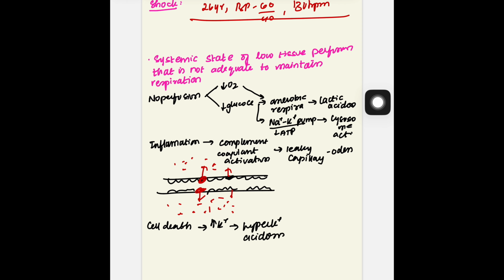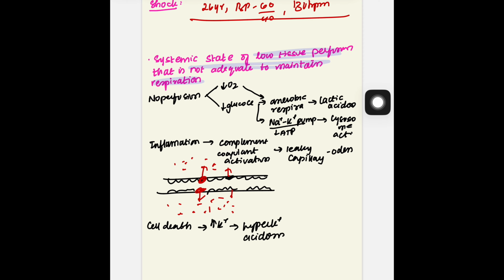So it's beautiful how the physiology happens in the body and how we predict, okay, this might go wrong, this might happen, and we counteract it. This is a beautiful mechanism of shock. Let's discuss shock. So what is shock? Shock is a state of low tissue perfusion. It's a state of low tissue perfusion that is not adequate to maintain cellular respiration.